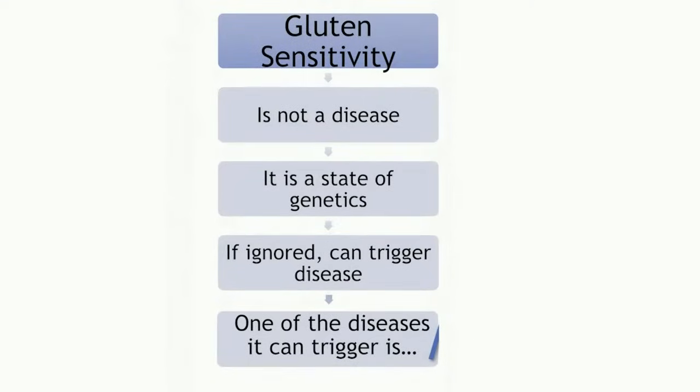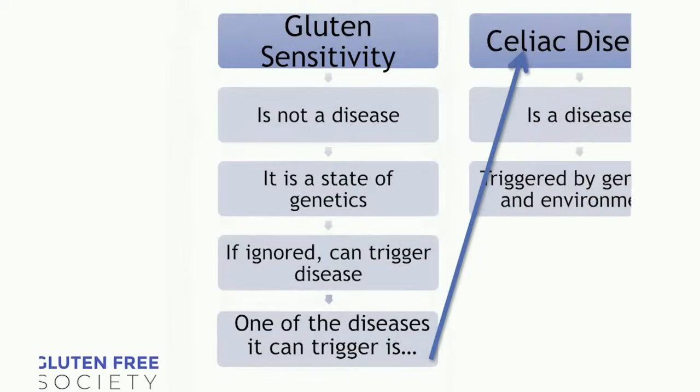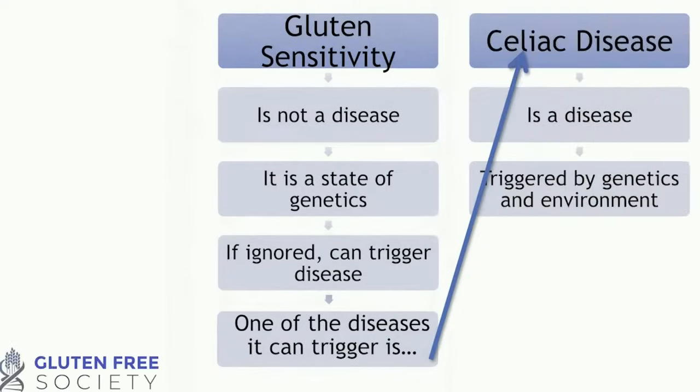If you ignore what your genes are capable of doing and you do it anyway, then you can trigger illness. And that's what this is referring to, right? Gluten sensitivity is not a disease, it's a state of genetics, but if you eat gluten anyway, you can develop celiac disease as a result of that gluten consumption.